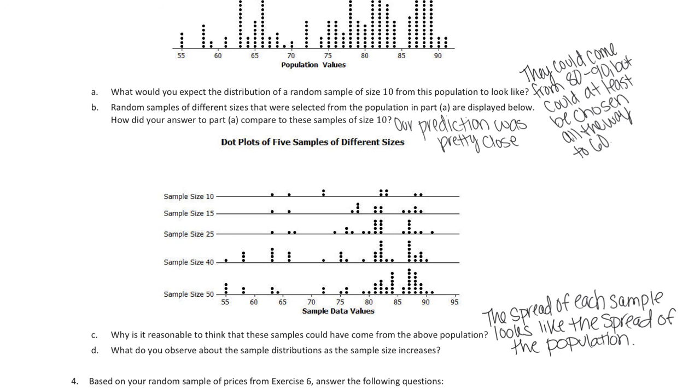And finally, D. What do you observe about the sample distribution as the sample size increases? Well, as the sample size increases, the sample distribution more closely resembles the population distribution. So as we look here, we can see that again from C, we said that both spreads kind of look the same. Obviously, our sample data is going to look and be more simplified. But again, as the sample size increases, the sample distribution more closely resembles the population distribution.